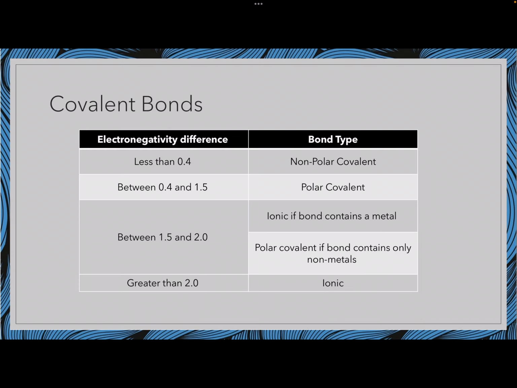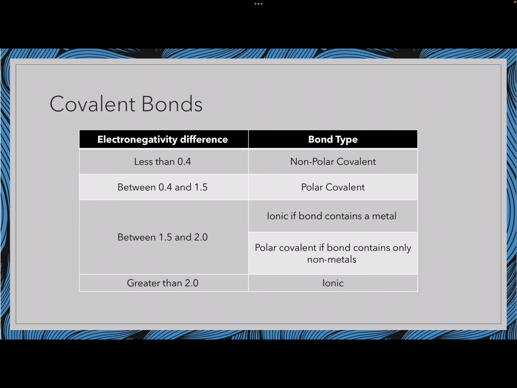Between 1.5 and 2, if the molecule does not contain a metal, so if it's non-metals only, it still stays as polar covalent. But if we introduce a metal, it suddenly becomes an ionic compound. But if the electronegativity difference is greater than 2, then it's ionic regardless. So what we can do is use that table and the electronegativity table in the previous lesson. It was on page 79, just at the bottom. We can use that to determine the type of bond present.